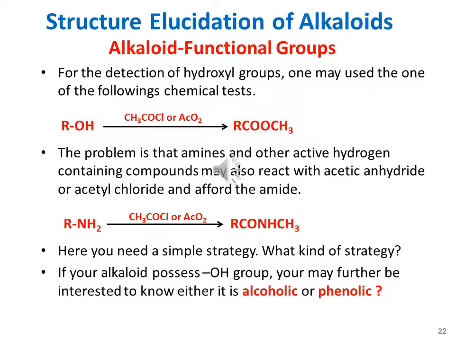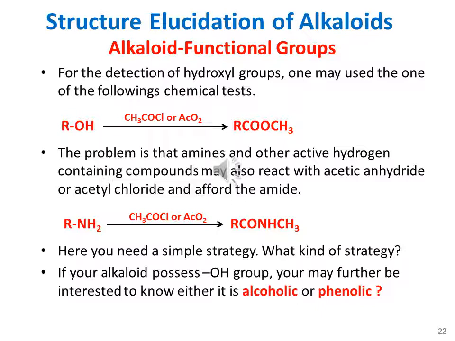Let us now discuss the detection of the different functional groups in the unknown alkaloid. For the detection of a hydroxyl functional group, one may use one of the following chemical tests. The hydroxyl group, upon reacting with acetic anhydride or acetyl chloride, will produce an ester, and esters are mostly of fruity smell. So if you want to know whether your alkaloid contains a hydroxyl group or not, you add a small quantity of acetic anhydride or acetyl chloride.